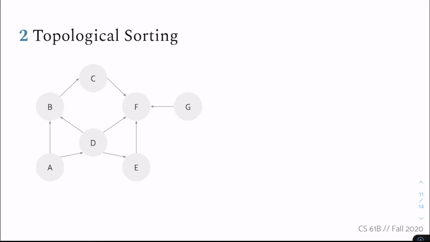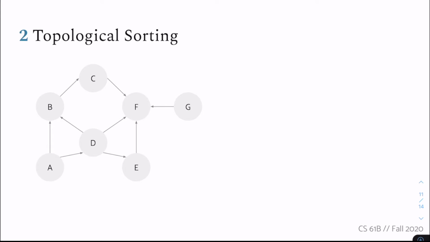Moving on to number 2, we're going to talk about topological sorts. So the first problem is, what is a valid topological sort of this graph? I'll give you guys a minute to think about it.